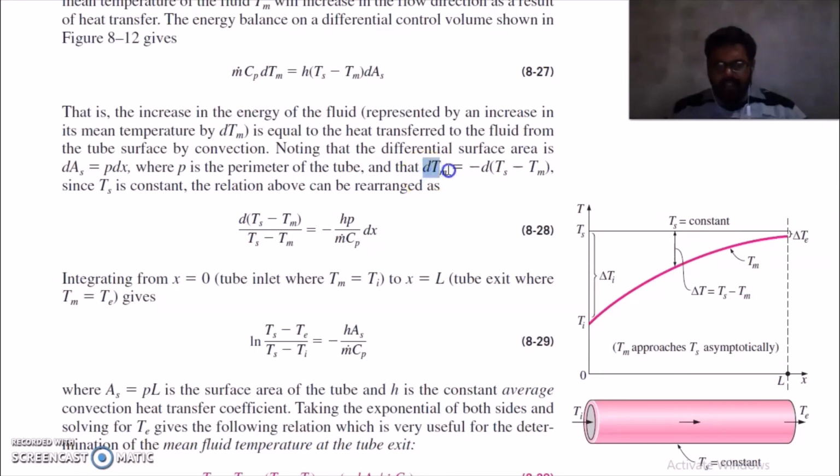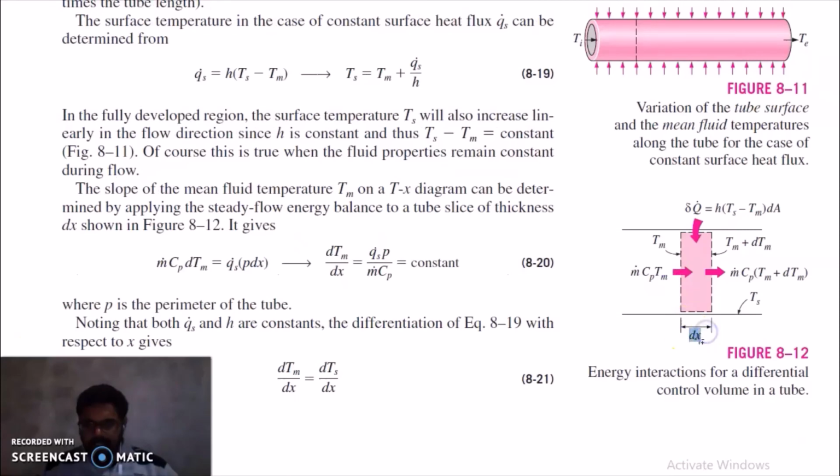You can write dTm as minus d of (Ts minus Tm). When you take the derivative of this, because Ts is constant, it will get eliminated. So these two terms are equal. You can replace this dTm here with this term, and on rearranging you will get this equation. Also replace this small element dAs by p dx, where p is the perimeter and dx is the small element of the tube, which is this dx here.